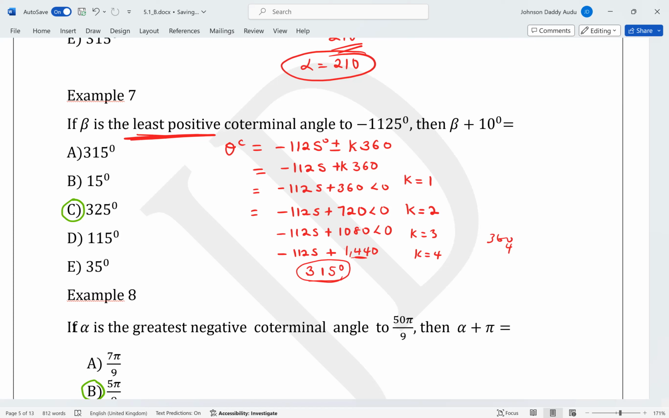So this becomes the smallest, which is the least positive coterminal. So beta is nothing but 315 degrees. And the question asks us for beta plus 10. So beta plus 10 is simply 315 plus 10, which is going to be 325 degrees. And that is why you see this answer is C.